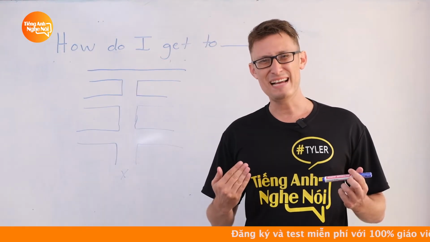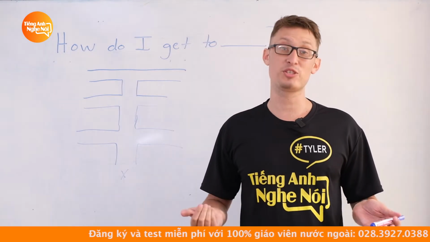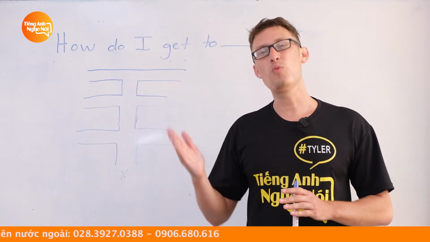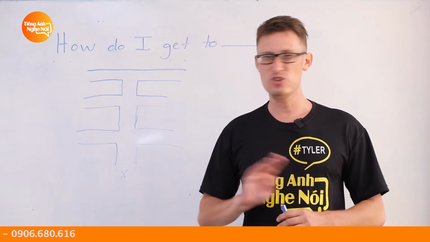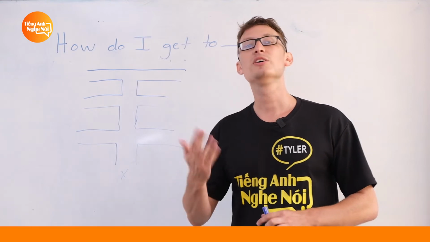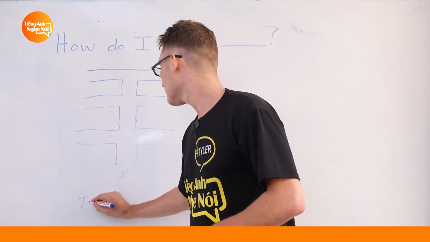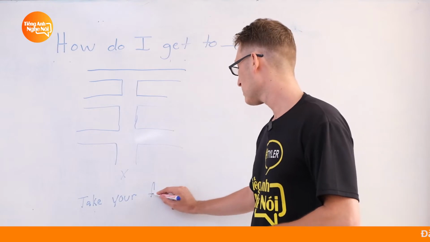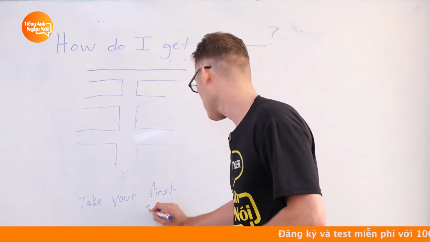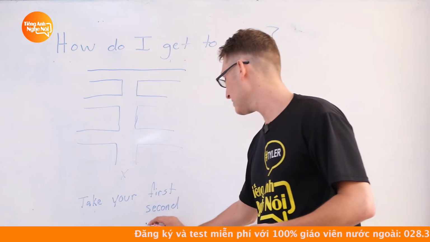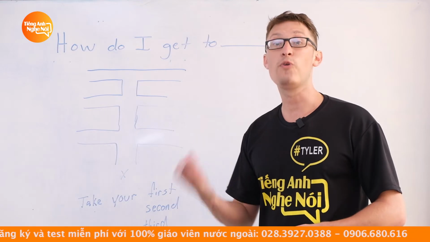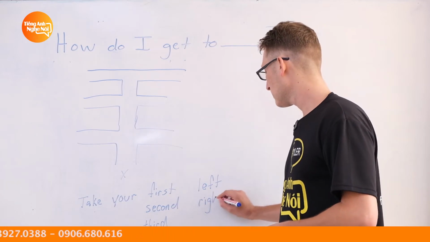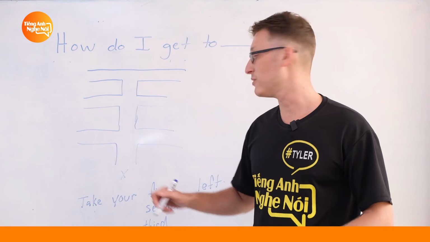Now, sometimes you don't always know the name of the streets, right? I know I always forget the name of streets. So, if you want to give directions, but you don't know the name of the street, you can do it like this. Take your, and you can say your first, your second, your third, your fourth, your fifth, left or right. Okay, this is what you say if you don't know the street.